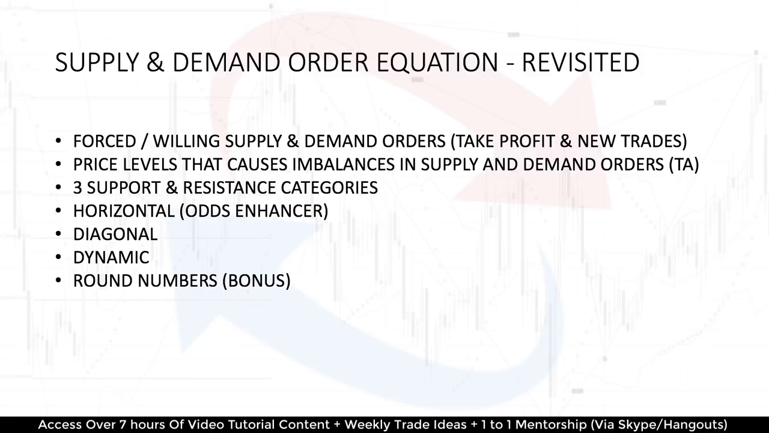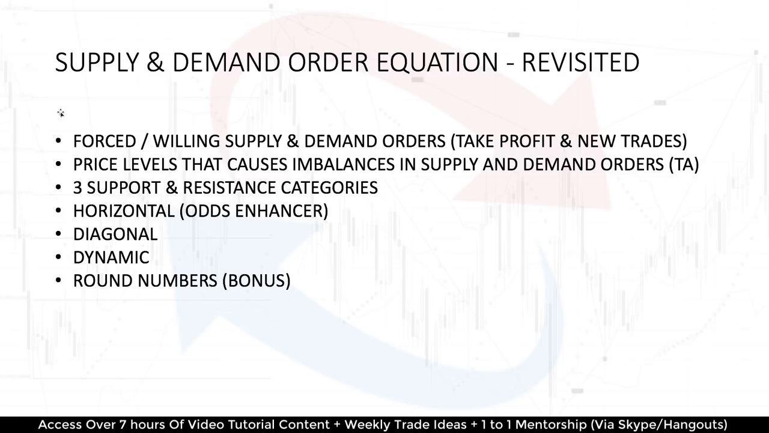Now, supply and demand order equations are really applied to technical analysis, and it's because a lot of traders are purely technical, a lot of retail traders anyway. They don't necessarily trade fundamentals so much, but everybody trades pretty much technicals. There's rarely any fundamental traders that don't look at price charts. But there are areas on a price chart where pretty much all traders are going to be looking at either taking profit, which is going to be forced supply or demand, or entering new trades, which is willing supply and demand, right? So we want to identify those areas where there should be an imbalance in supply and demand from a technical analysis perspective, and the reasons why we want to be entering at that level, either buying or selling.